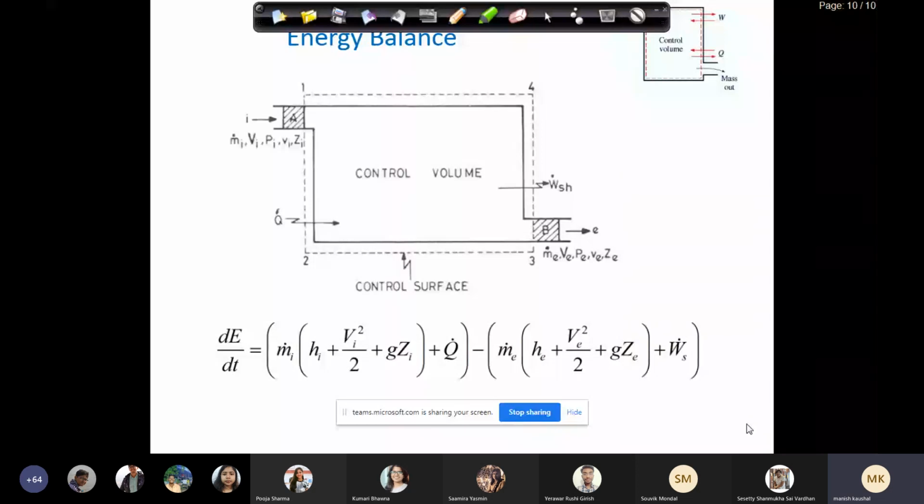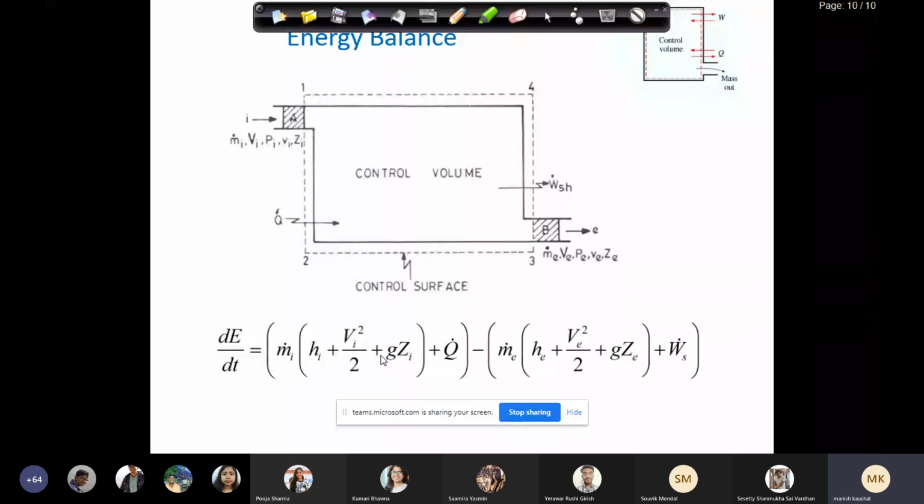Mi Vi square by 2 is the total kinetic energy. If you divide it by mass, then it will be specific kinetic energy. So we always talk in terms of specific things, right? Specific volume, specific entropy. That's why you always use small letters. Specific enthalpy, specific kinetic energy. So similarly, specific gravitational energy, g z i, right?